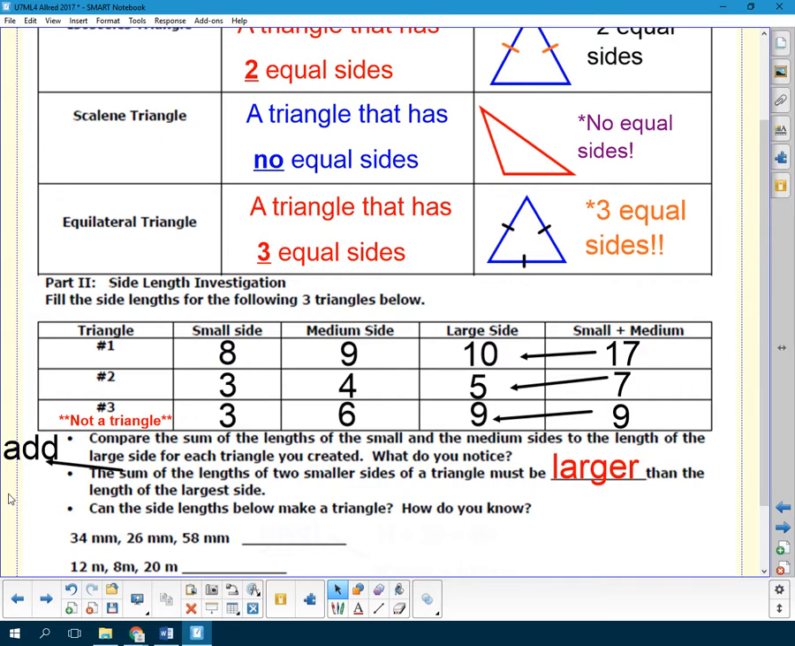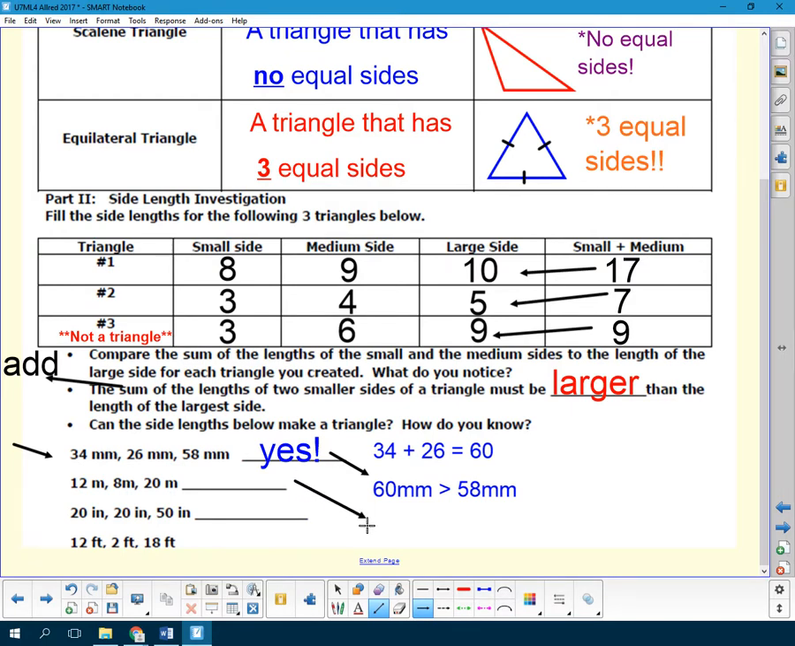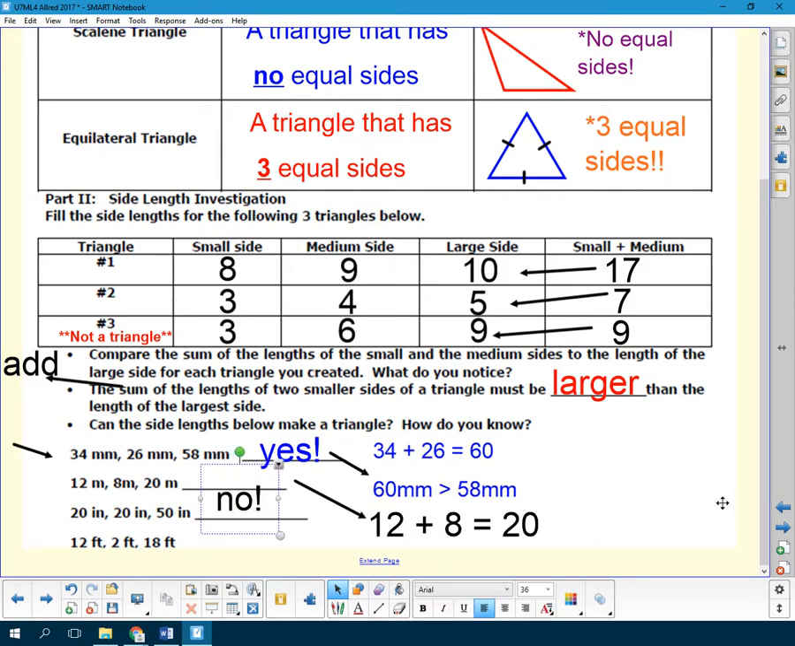Can the side lengths below make a triangle? How do you know? The truth is that for this first triangle, you can take the two smaller sides, 34 and 26, and add them together. And you get 60 when you do that. Because those two smaller sides add up to be bigger than the larger side, yes, you can make a triangle that way. But for number 2, 12 plus 8 is 20. And 20 is not bigger than 20. 20 is 20. So no, you cannot make a triangle out of the side lengths for number 2.